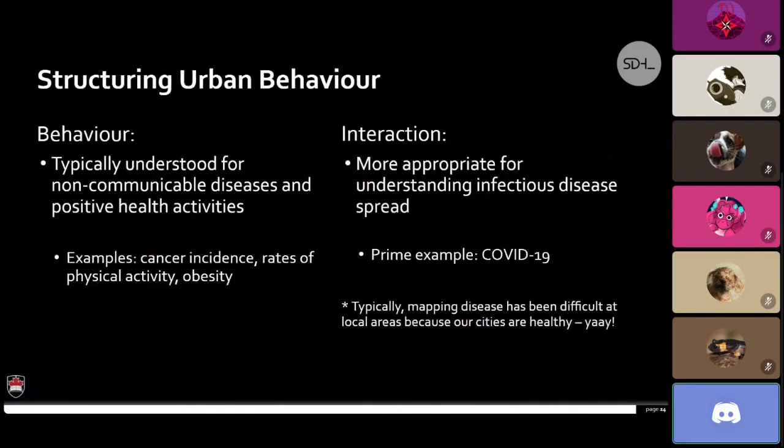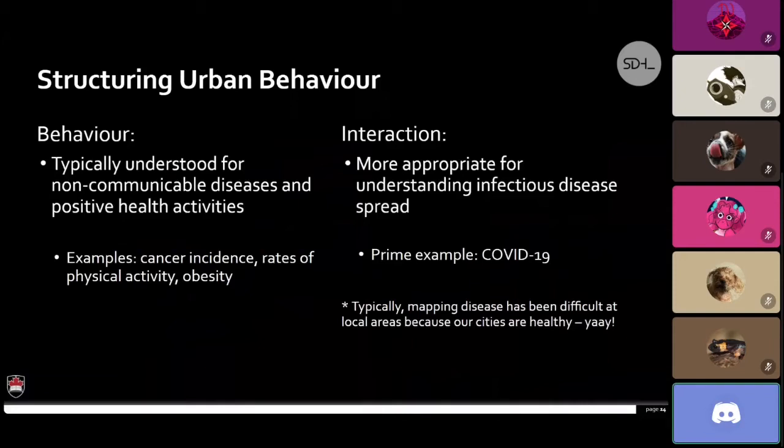So then I move into looking at how cities structure urban behavior. Now, COVID-19 is a bit unique because it spreads along human-to-human interaction. But most mapping studies done in the past have looked at the role of the built and urban environments as they relate to human behavior. And I'm making a distinction here.